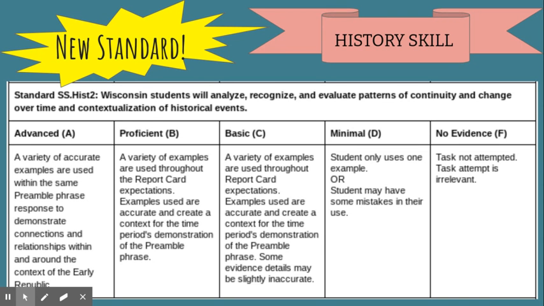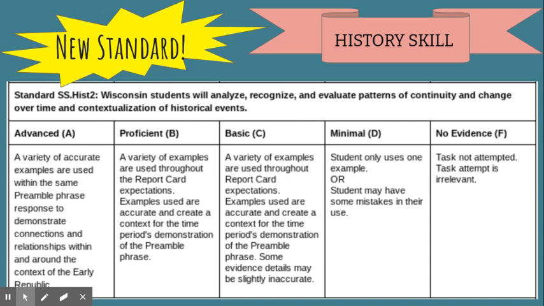Similar to the inquiry grade that we looked at last week at the last lesson, that A is the variety of examples are used within the same preamble phrase response to demonstrate connections and relationships within and around the context of the early republic. So that's really creating a dynamic understanding of how that time period is doing at that preamble phrase by using the evidence and examples that we have in front of us and using those examples in their relationship to each other. So that's really what the rubric is.